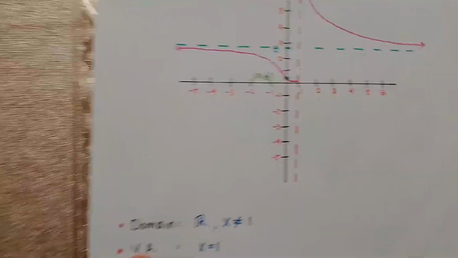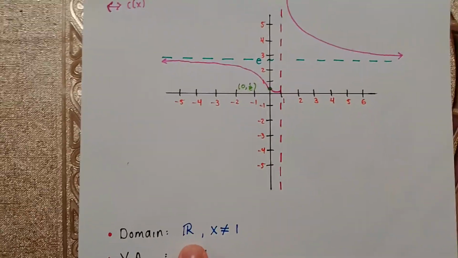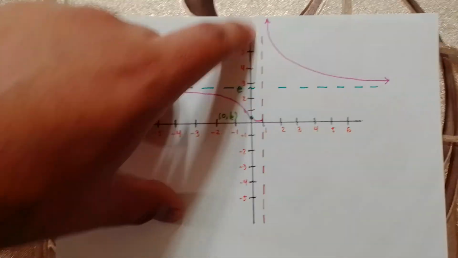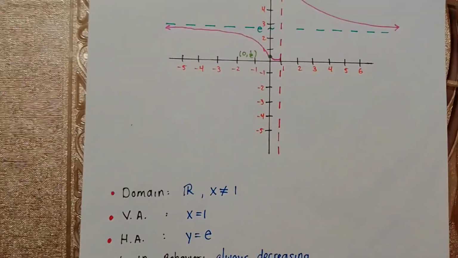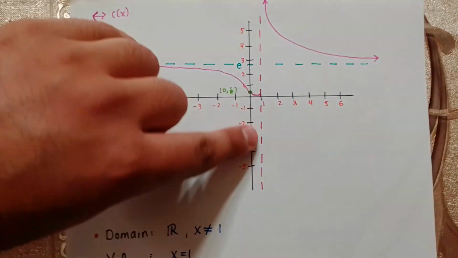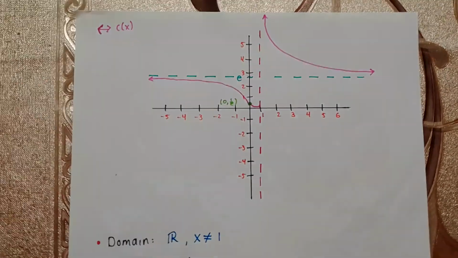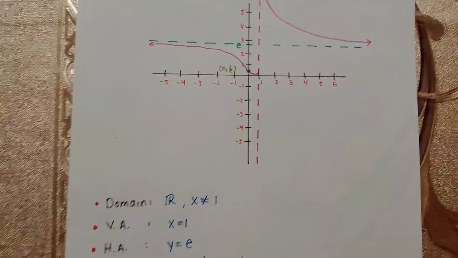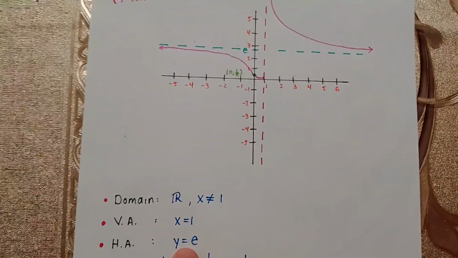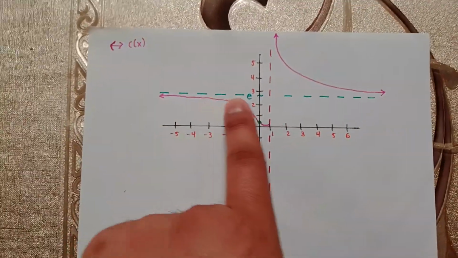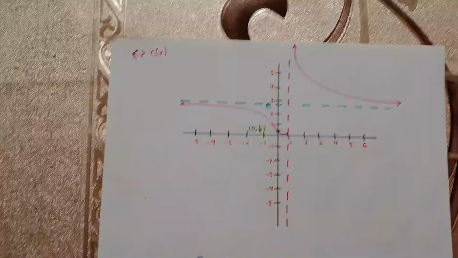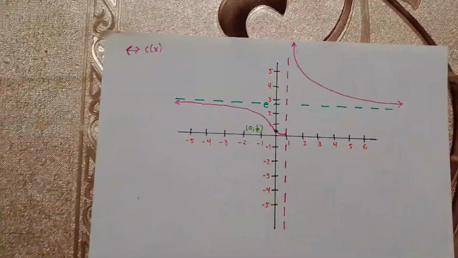So we test all the stuff that we got. Domain: all real numbers except where x equals 1. We see it right here, there's no actual y value for that. Vertical asymptote, it's the same, x equals 1. We can see that it's not allowed to be there. Horizontal asymptote, it's y equals e. I wrote it here in green so it's a little bit more legible. E is roughly around 2.71, so it's roughly somewhere around there.